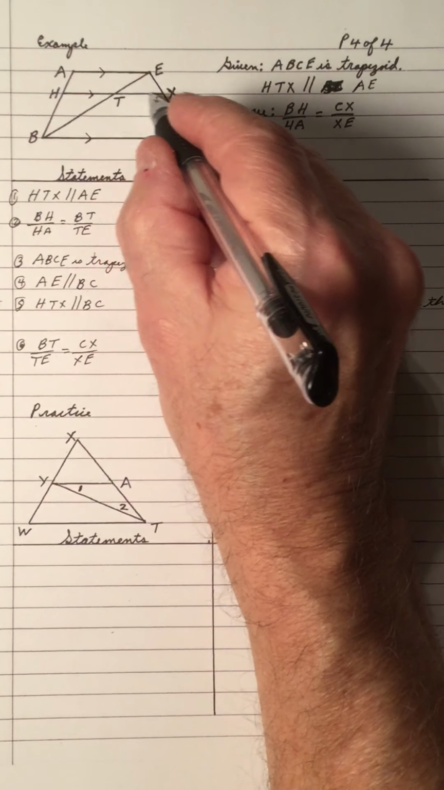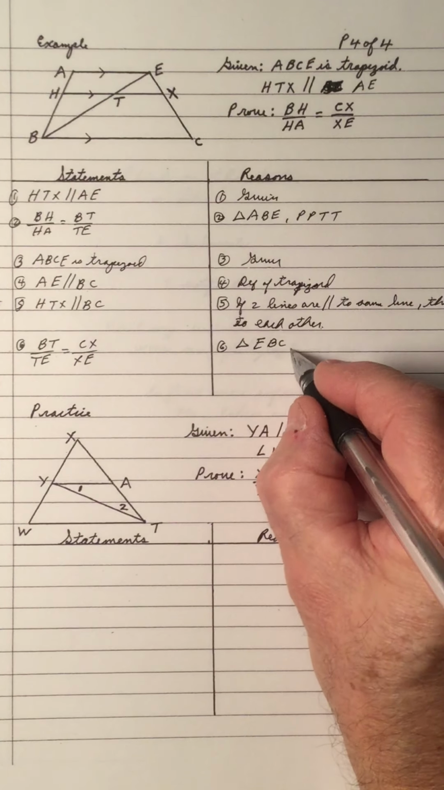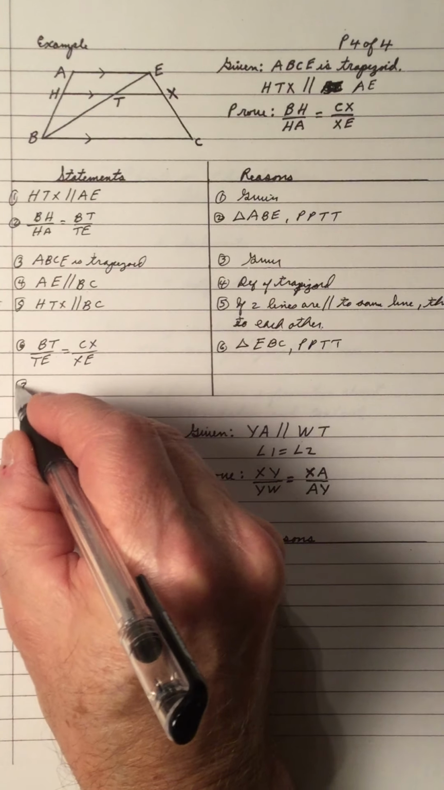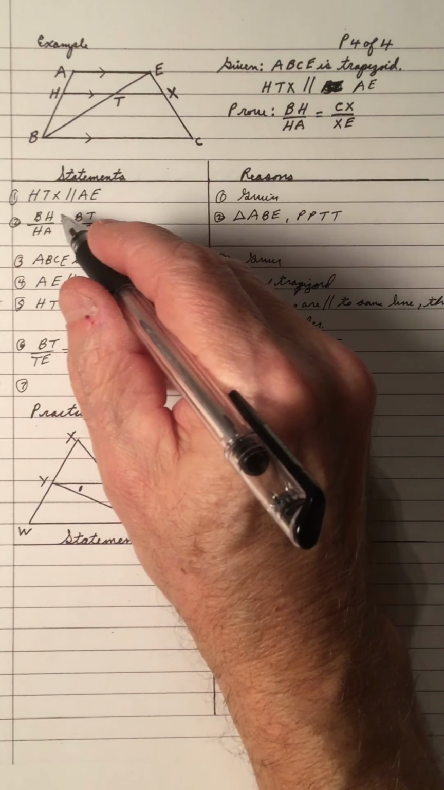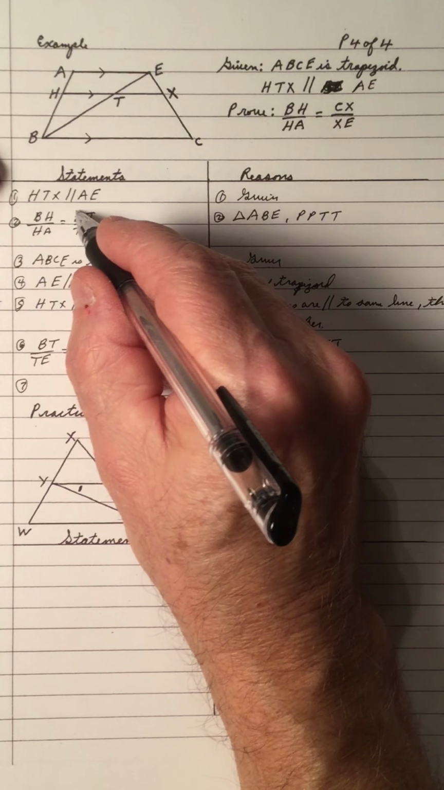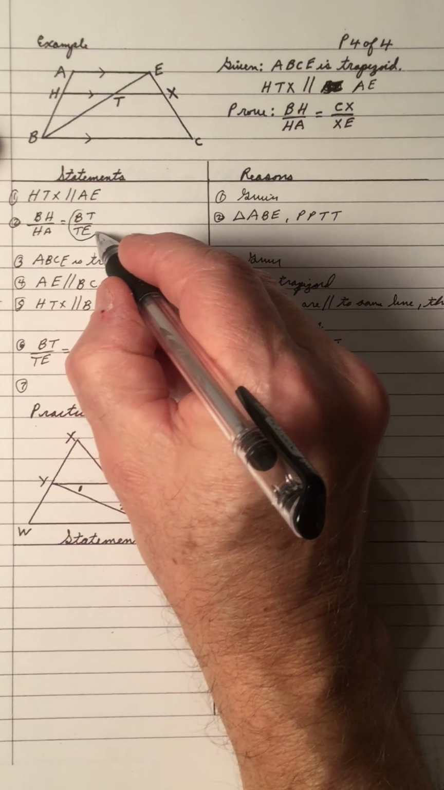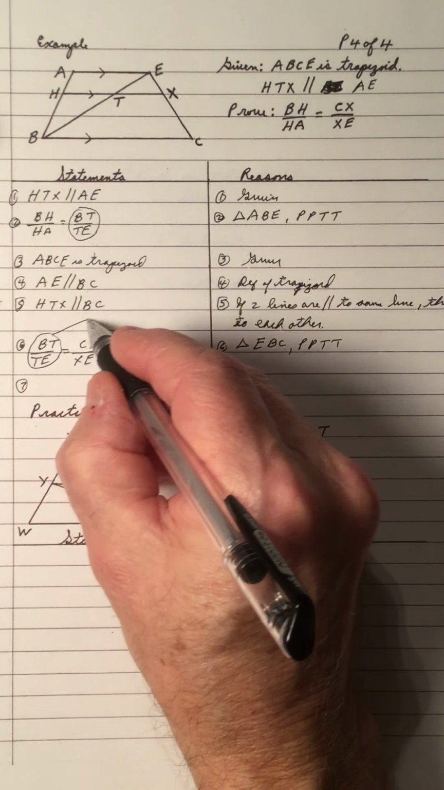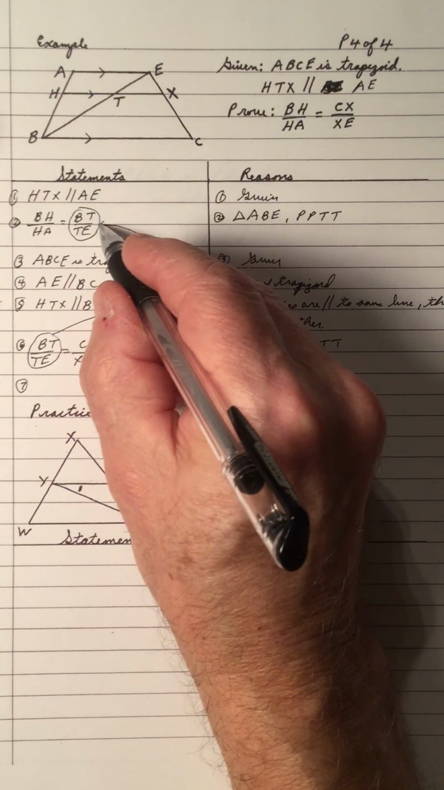This triangle is parallel to this, so that's PPTT. And hence, if we look at it, that's BT. Notice that BT is right here. I'll draw BT over TE. This is BT over TE. Just look at them. There they are right there.